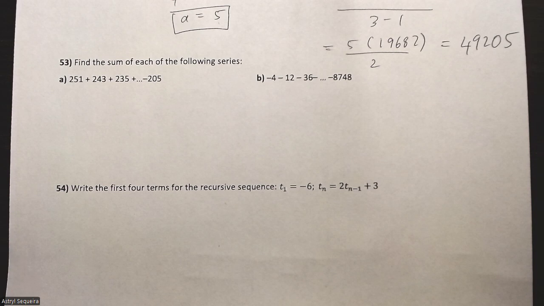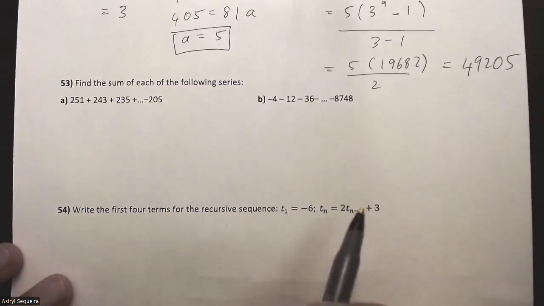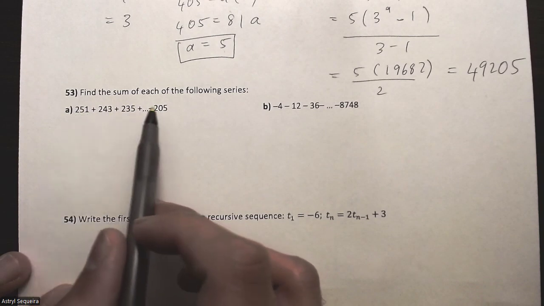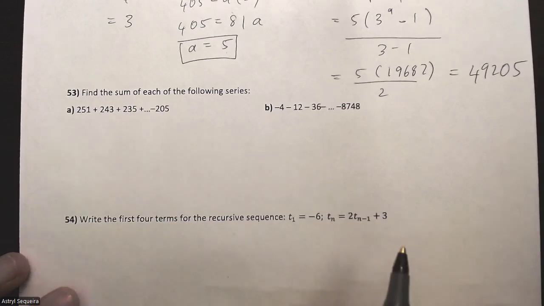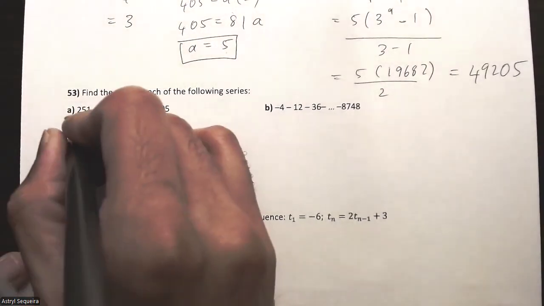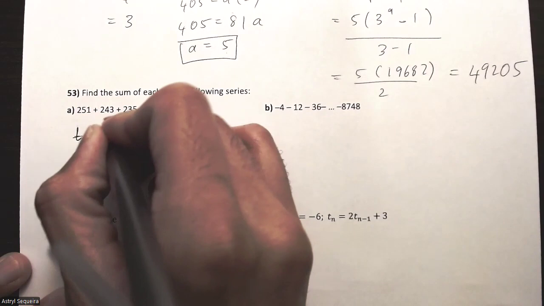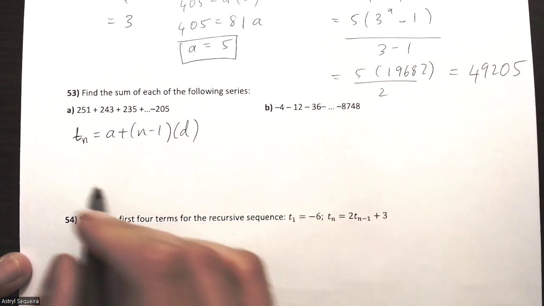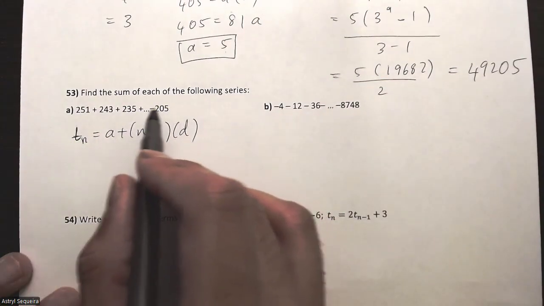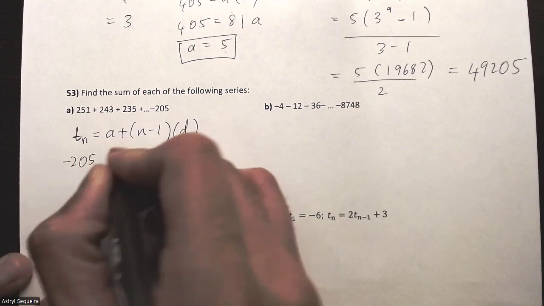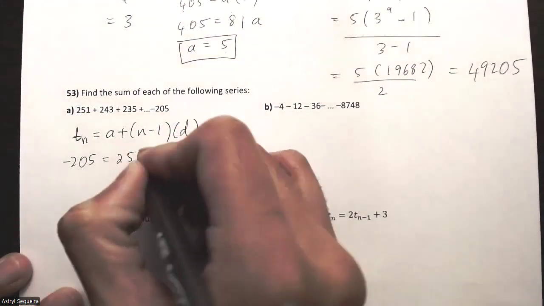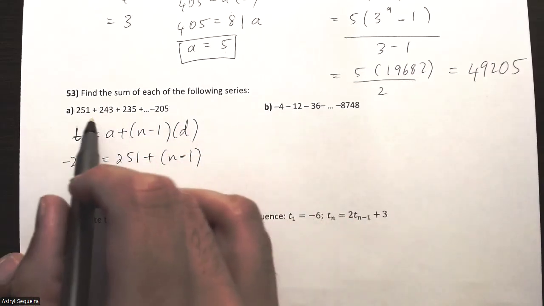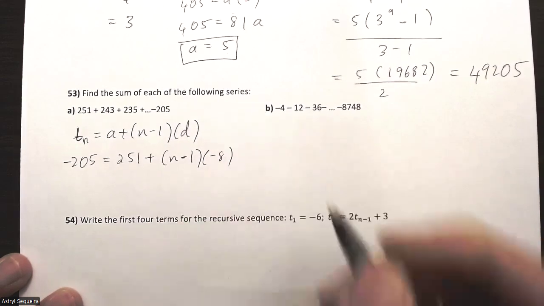So question number 53, find the sum of the following series. So this over here, we can tell each term is going down by 8. So we can tell that this is an arithmetic series. We're going to use our general term equation to figure out the number of terms in this entire series. So I'm going to replace my Tn with my last term, which is negative 205. My A is my first term, which is 251. I'm trying to figure out my N, and my D is the common difference, which is negative 8.